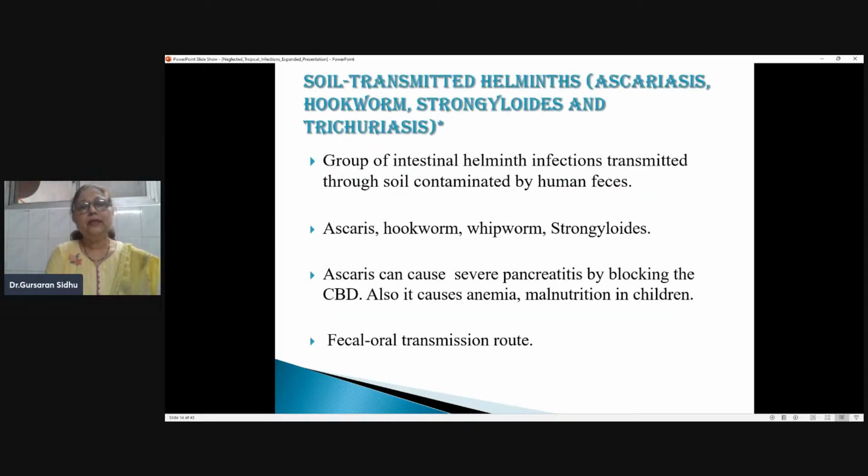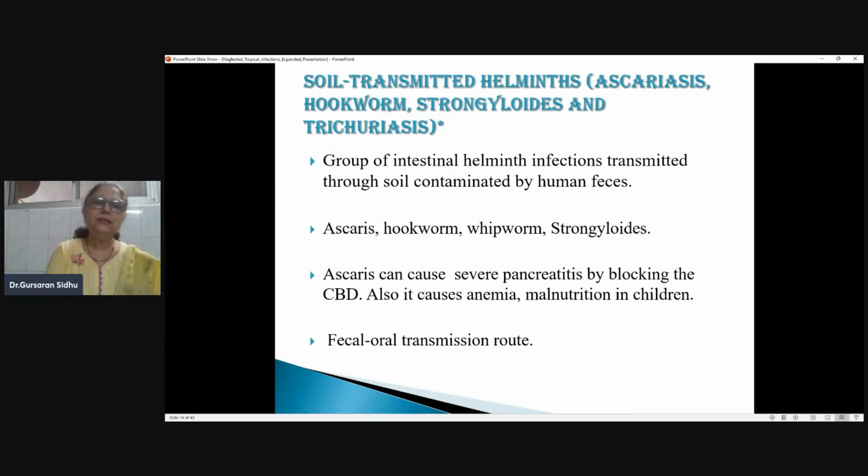So now the soil transmitted helminthiases are Ascariasis, hookworm, Strongyloides, Trichuris trichiura. This is a group of huge intestinal helminth infections transmitted through soil contaminated by human feces. The incidence of these infections is decreasing with improving sanitation, every household having its own toilets. Even in the villages now, there are no kacha houses. People don't go out to ease themselves.